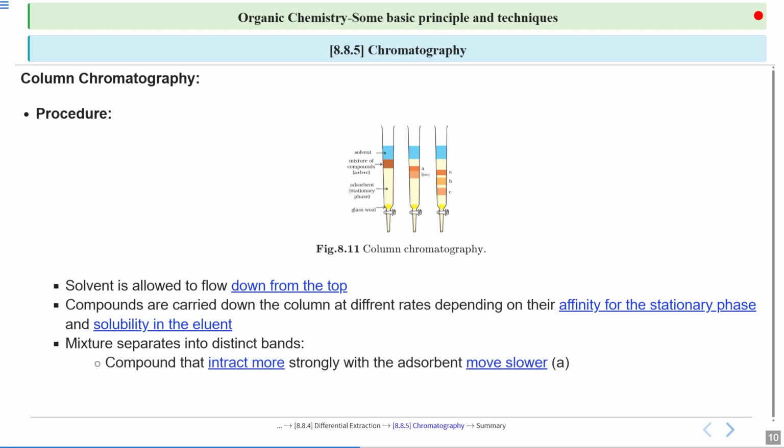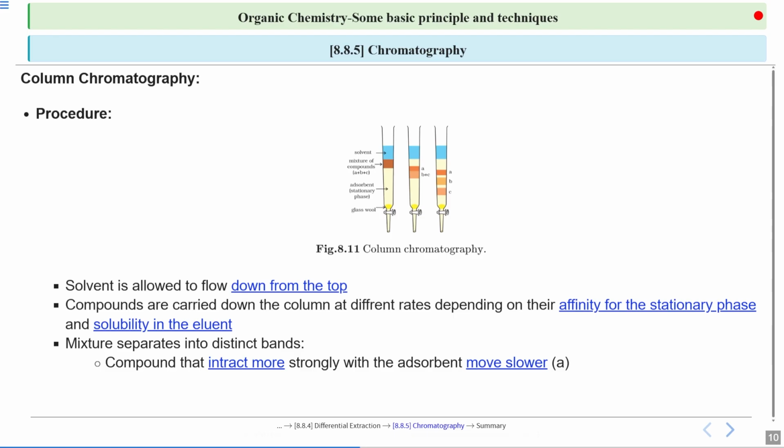Now, the compound that interacts more will move slower. So basically, it is totally based upon the interaction: how much your organic compound present in the mixture is attracted towards your stationary phase and how much it is bound to the solvent. If it is bound stronger to the solvent, then it will move faster. And if it is binding stronger to the stationary phase, then it will move slower.